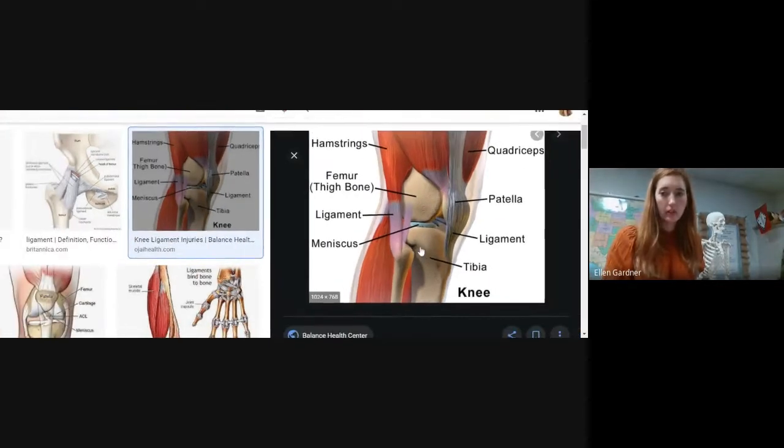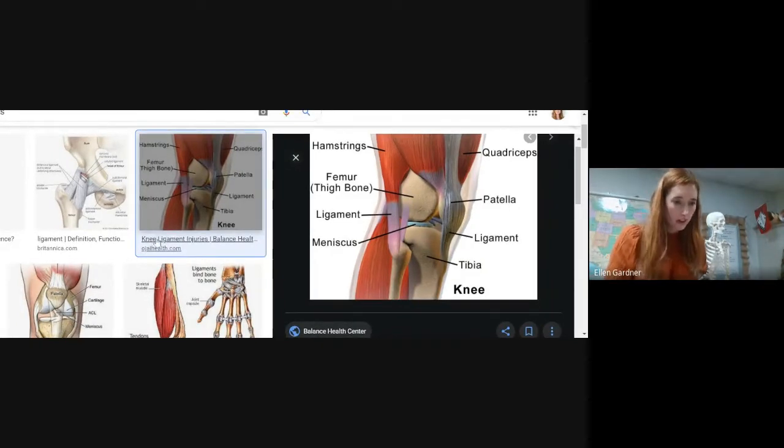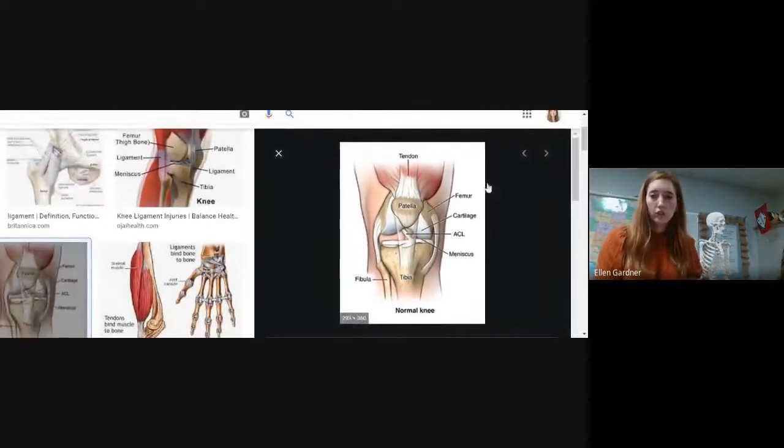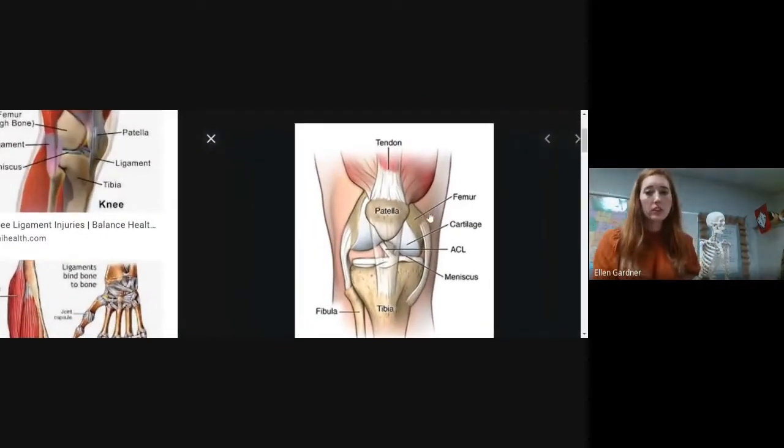So there's the ligaments. As you can see it a little better there. Here's also a good one. Okay, so you've got your femur, that's the leg bone itself, the cartilage there, and the tendon we were talking about. So all of that works together to really cushion the bones and allow them to move and be flexible.